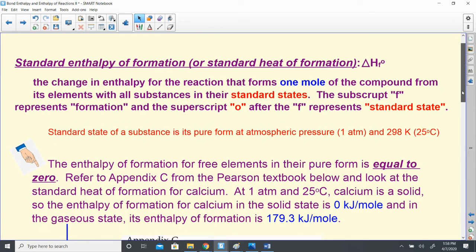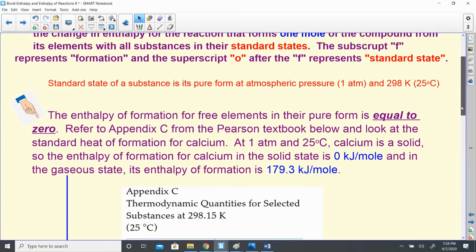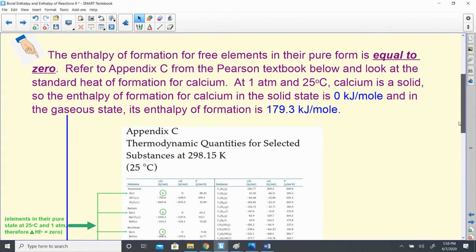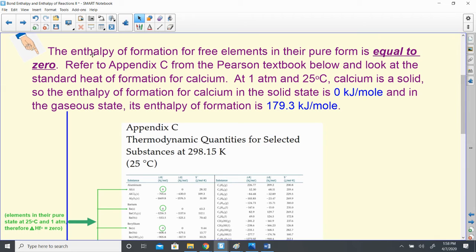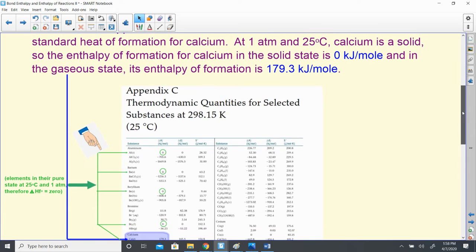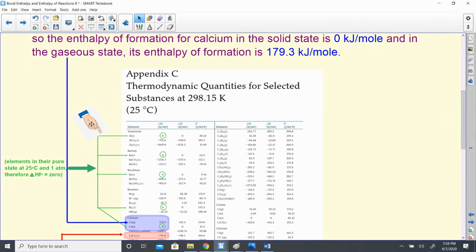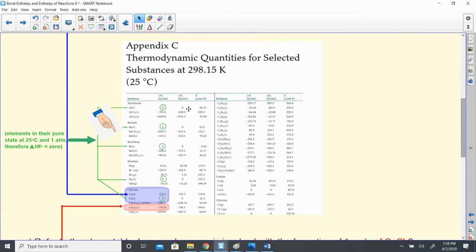So I pulled up Appendix C from our Pearson textbook, and I'd like to take a look at that. So if you look here, it shows you that for aluminum, the enthalpy of formation is given a value of 0. The same goes for barium in its solid state. And if we go down here and look, you can see that calcium in its solid state is given an enthalpy of formation of 0, but in its gaseous state, which is not its pure form at STP conditions, it has a value of 179.3.